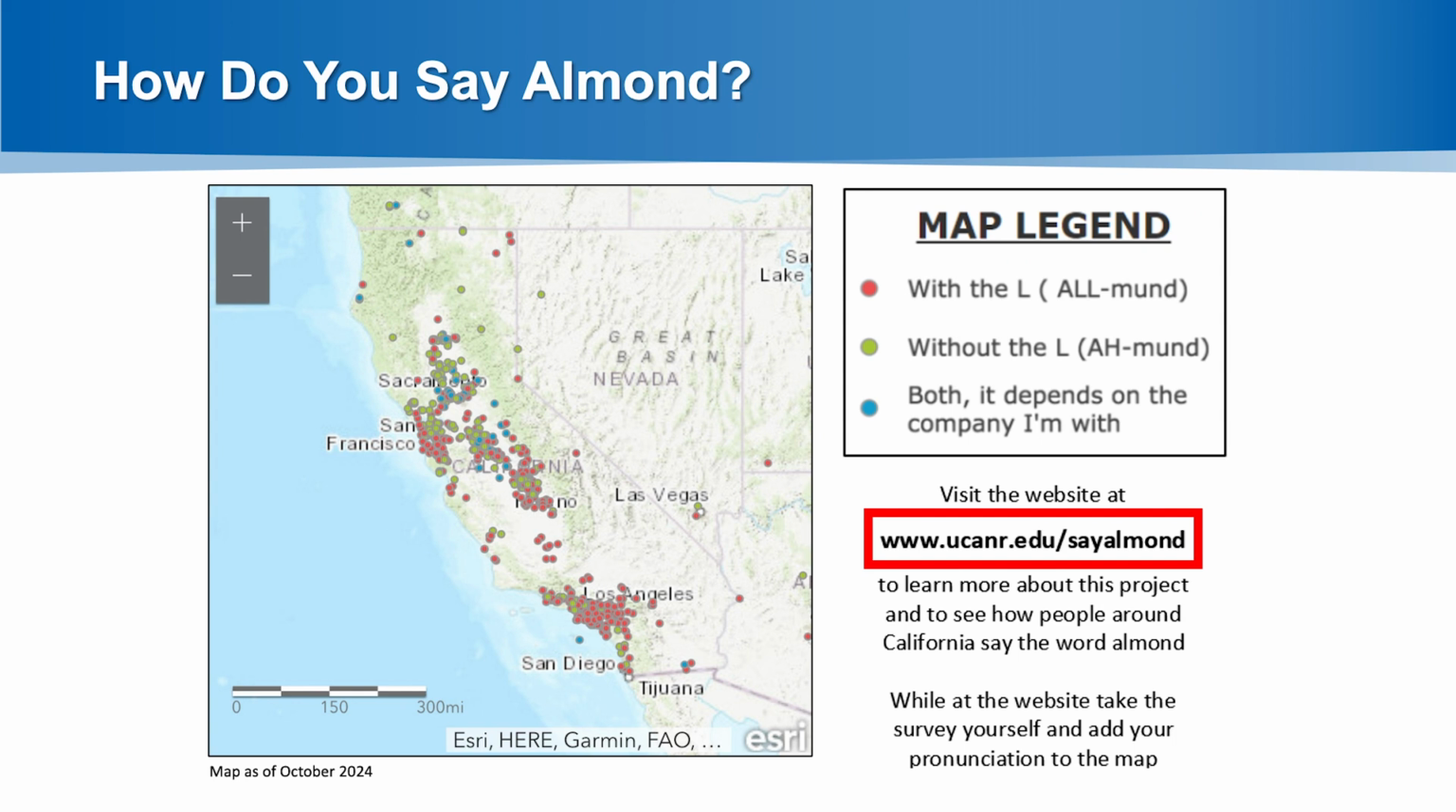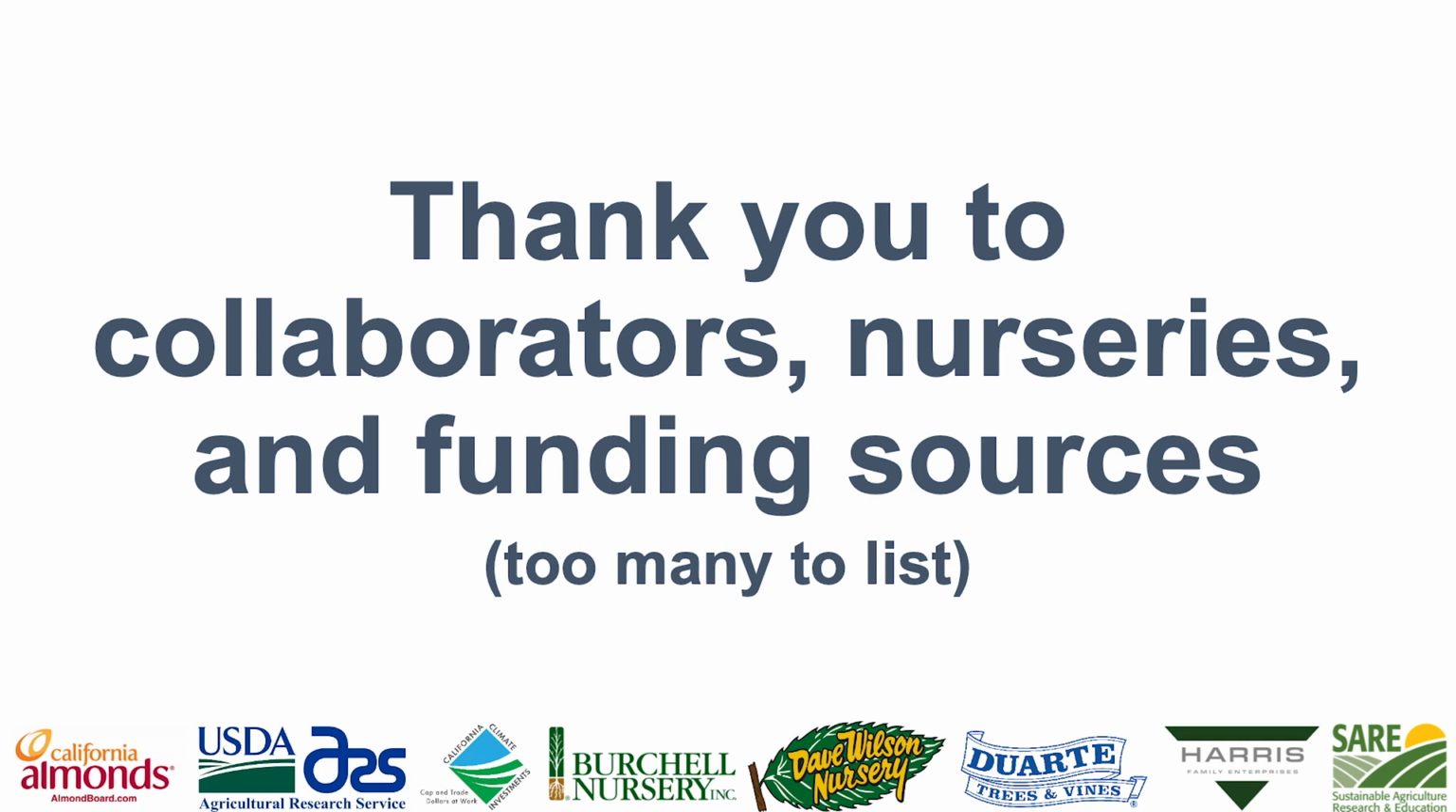I have this fun survey on documenting and mapping out how people say the word almond. It is not a research trial, it's just for funsies. So if you want to add your pronunciation to the map, I have some flyers in the back to answer the survey. If you look, there are some regional breakouts. Sac Valley seems to like almond, which maybe many of you already knew, but you can stroll around and take a look. The website is ucanr.edu/sayalmond.